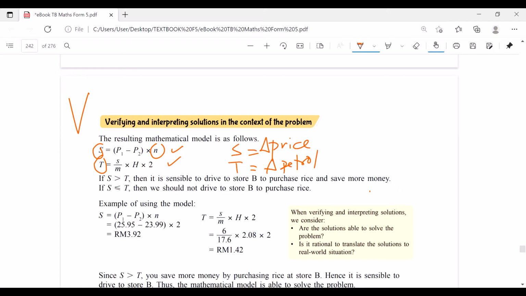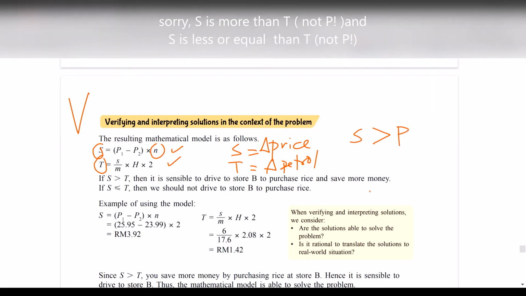So if your price saving S is more than your petrol use, then it is sensible to drive to store B to purchase rice and save more money. But if you get less, you should not drive to store B to purchase the rice.